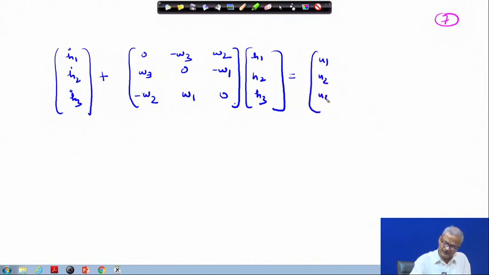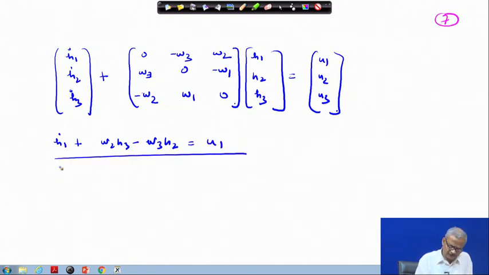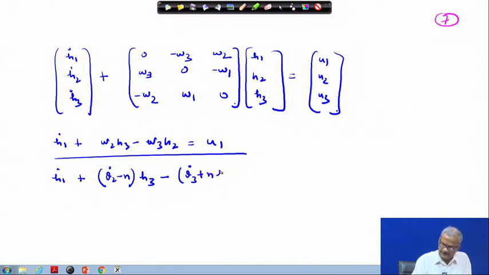So, U 1, U 2 and U 3. Let us look into the H 1 dot. This becomes omega 2 times H 3 minus omega 3 times H 2, equal to U 1. I will just do it for one, the rest you can do yourself. Omega 2 is theta 2 dot minus n, and this is H 3, and omega 3 equals theta 3 dot plus n times theta 1, times H 2, equal to U 1.